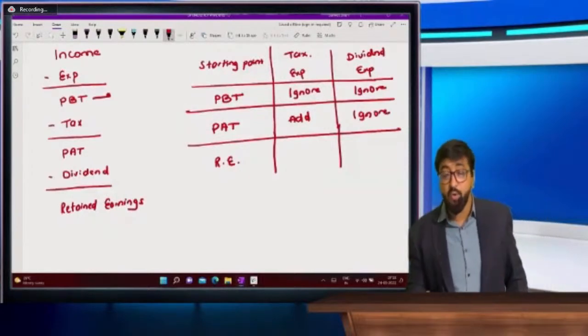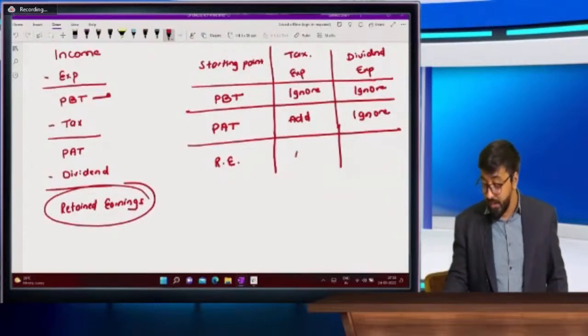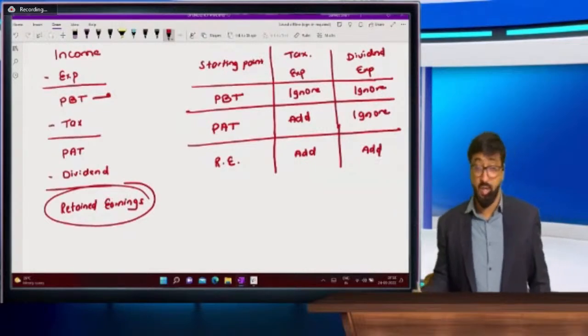So what about retained earnings? Sir, what about retained earnings? If I start with retained earnings, then I will add tax and I will add dividend expenditure, both cases.